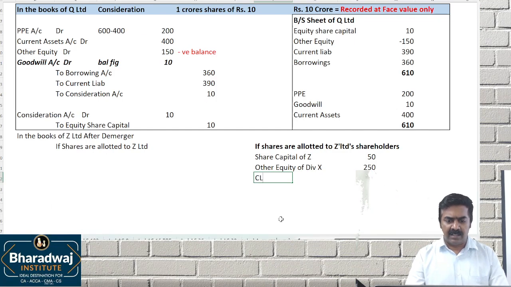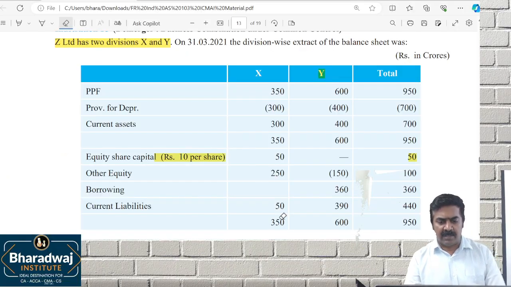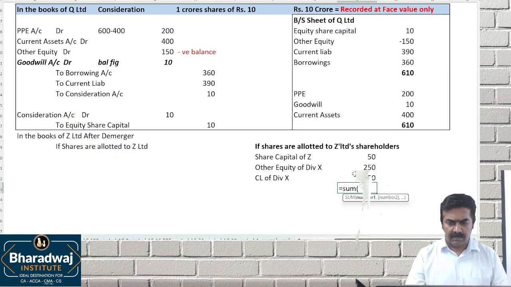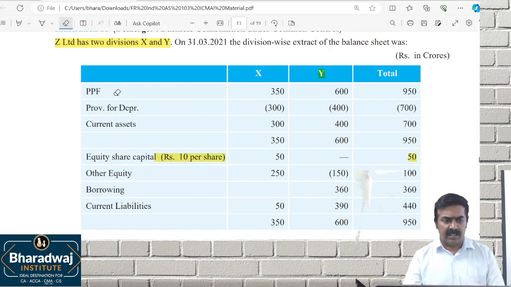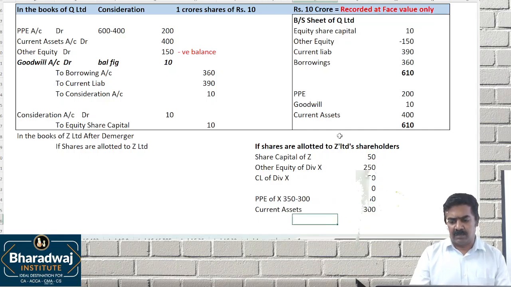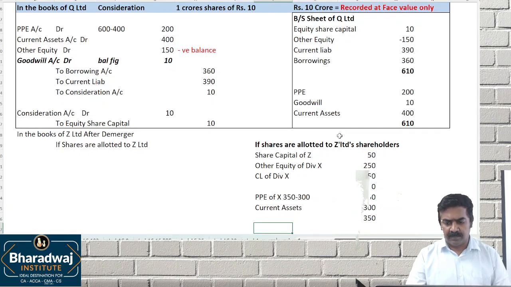Current liability of division X. What is the current liability of division X? 50 will continue. Then asset side, PPE of X 350 minus 300, how much will continue? 50 will continue. Then current assets. Current assets how much? 300. What is the total? 350.